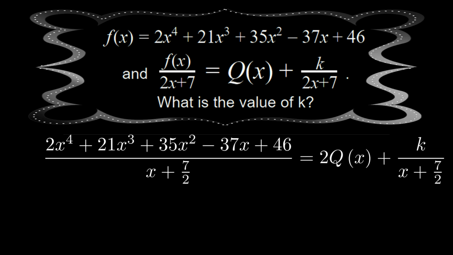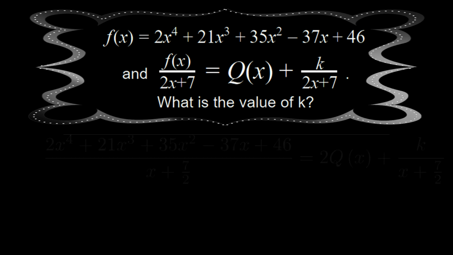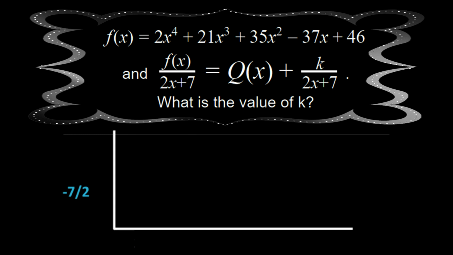What we've now shown is that dividing f of x by x plus 7/2 will result in double the quotient portion, but the remainder will be the same as when we divide f of x by 2x plus 7. We're going to solve for x, which gives us negative 7/2.